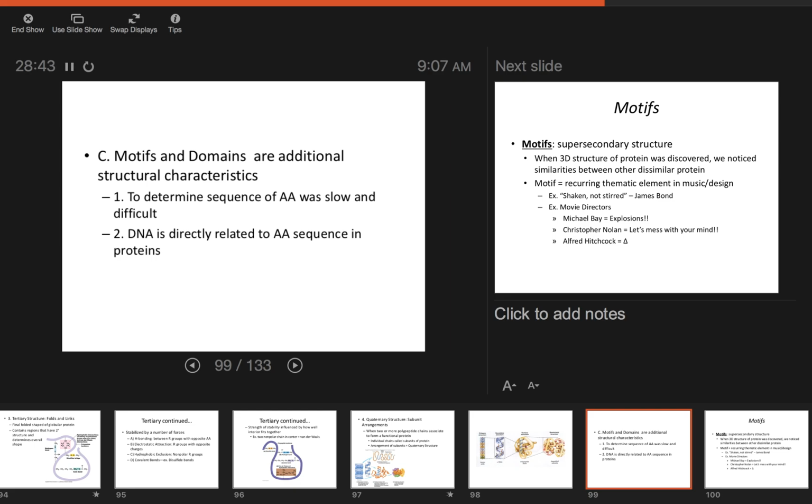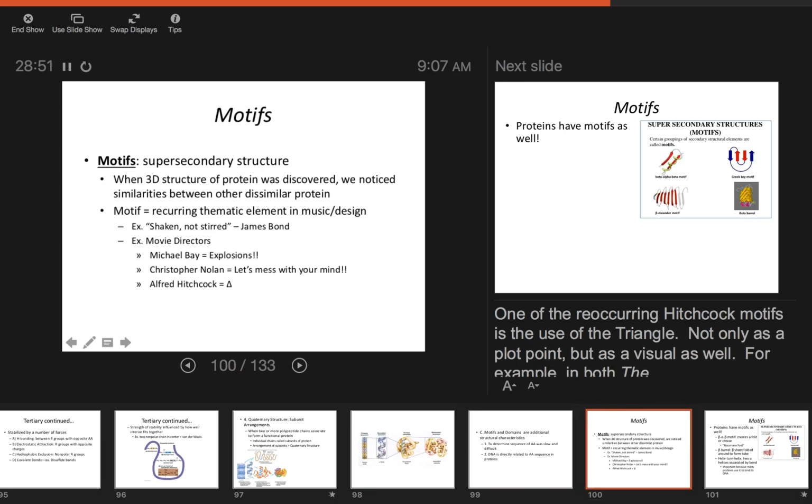All right, so I'm going to define motifs here. Motifs are reoccurring thematic elements in music and design, right? But we can use the same concept in proteins. We can say a reoccurring protein shape or structure in its job. But that's what a motif is in music and arts.